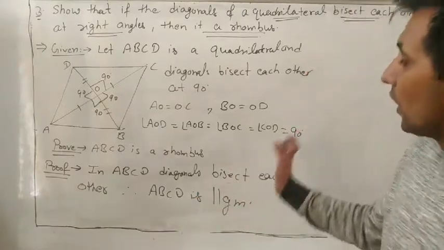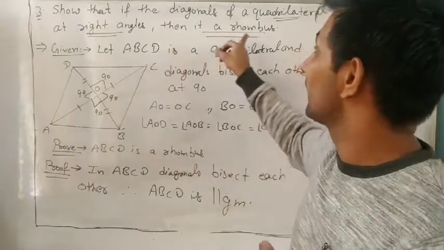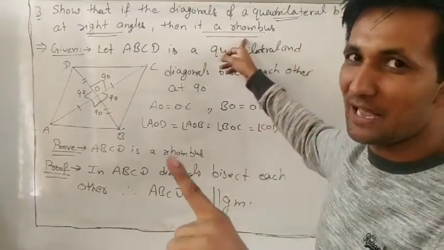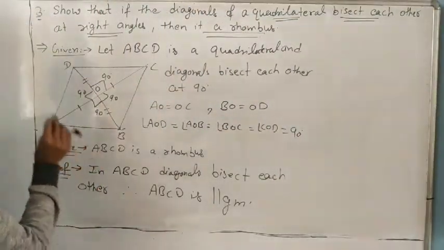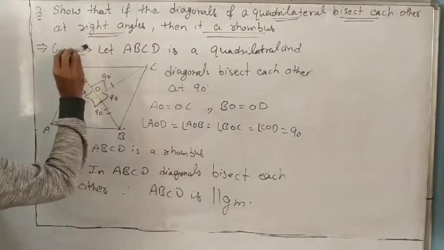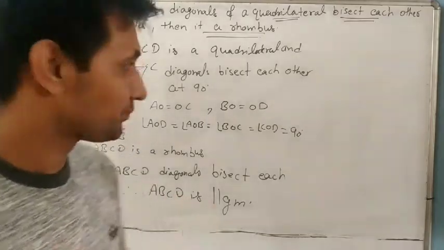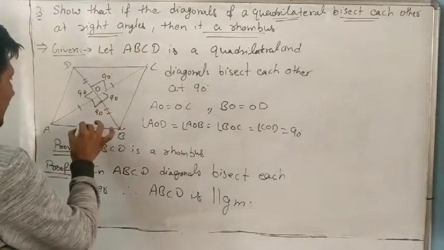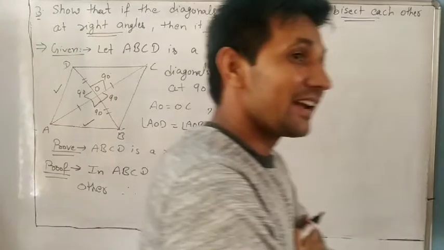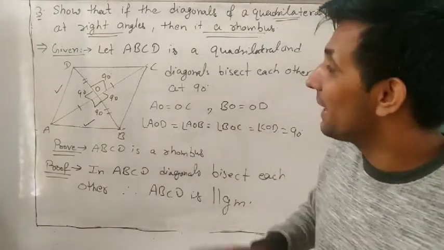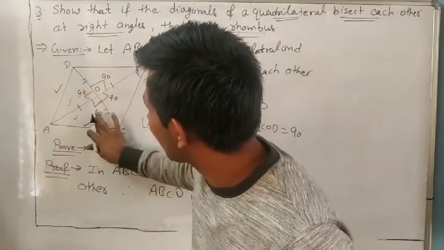What remains now? We already proved that this quadrilateral is a parallelogram, but we want to prove that it is a rhombus. A rhombus is a parallelogram in which each side is equal. So we want to prove that AB equals AD, BC equals DC, that is, AB equals AD equals DC and so on. So what will we do? Suppose we want to prove that AB equals AD. Now check it: AB and AD are in different triangles.